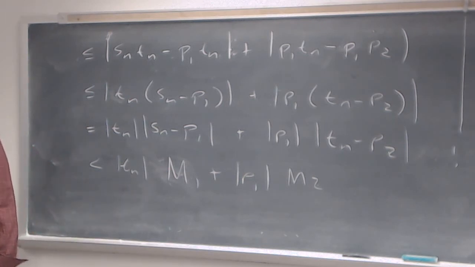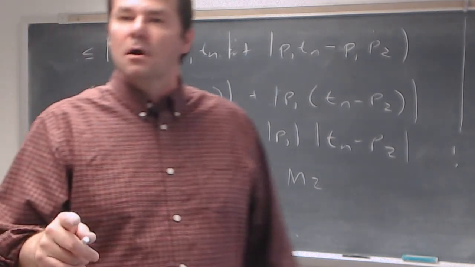M2. Well, M2 is the number that's bigger than T sub n minus P. So I can't put in M2 just yet. Your idea, Christy, was nice. Not quite right, okay? But at least it's thinking about the right thing. M2 plus P2. Okay, so something, value of P2. Well, I think that works.